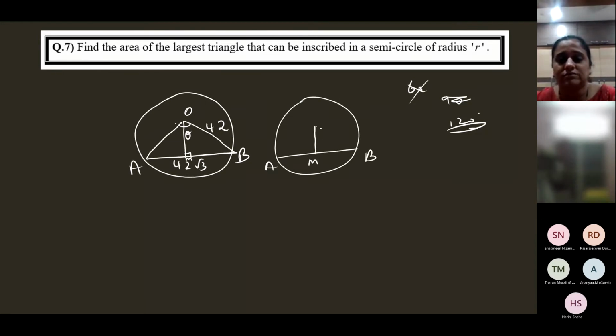Twenty-one root three. A B. This is M. This is 42. This is O. This is 21 root 3, half of it. So we have to find this portion.